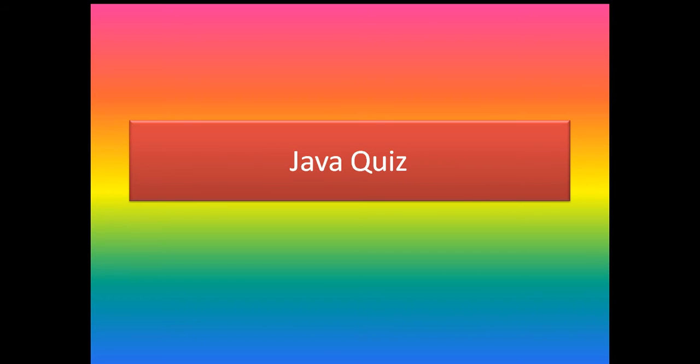In this session we are going to take a quiz in Java. In this quiz we have 50 questions, and all those questions are objective. So just read out the question and we are going to select one of the options. So let's get into the video.